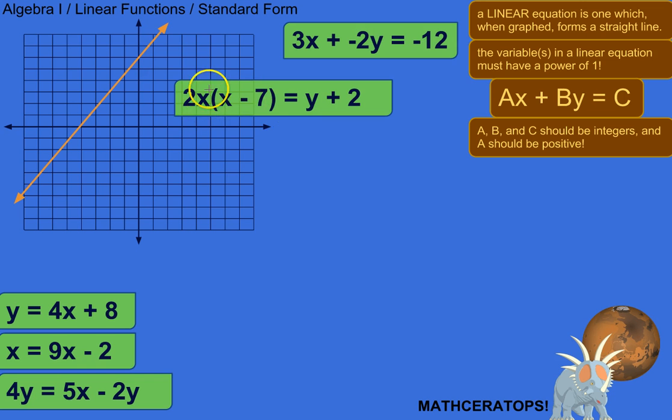So first of all, let's get rid of this nonsense. Let's distribute this, since I don't see any parentheses or grouping in the standard form of an equation. So let's undo that. We'll do 2x times x and then 2x times -7. If we distribute that, we've got 2x squared minus 14x equals y plus 2. Okay, this is kind of dangerous. It's not looking good. But let's see if we can get it in standard form.